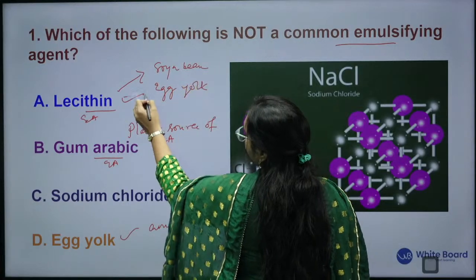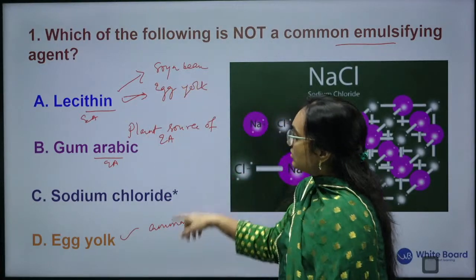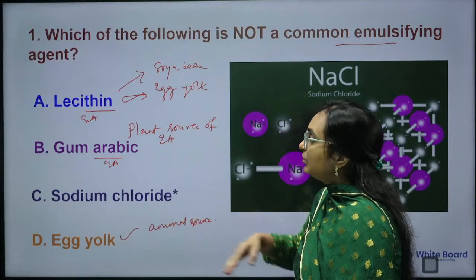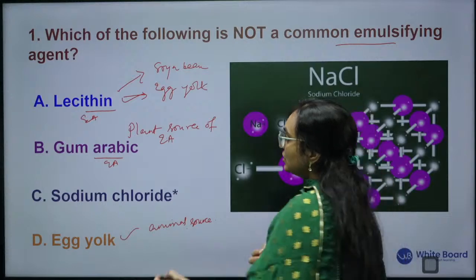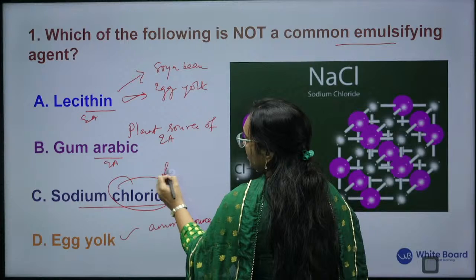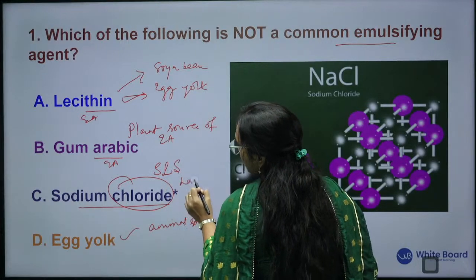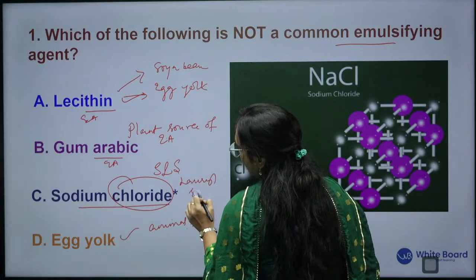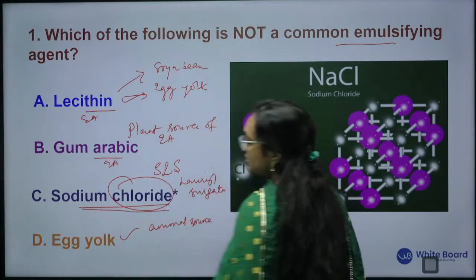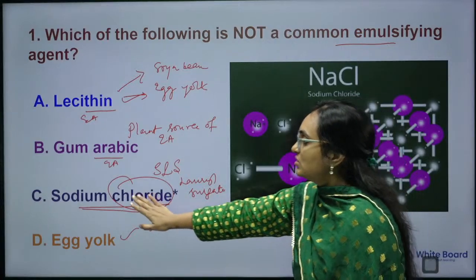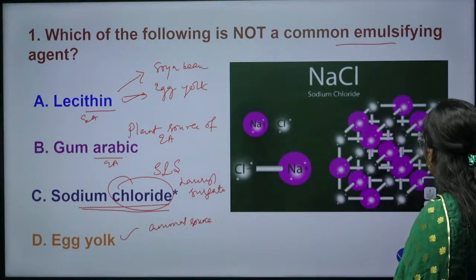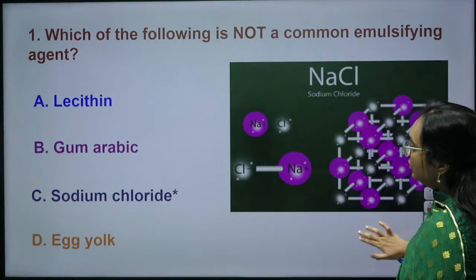So all these three options A, B, D are examples of common emulsifying agents. Instead of sodium chloride, if it were sodium lauryl sulphate, then it would be considered an emulsifying agent. Since the answer given is sodium chloride, this is not a common emulsifying agent. So the answer is C. Next question.